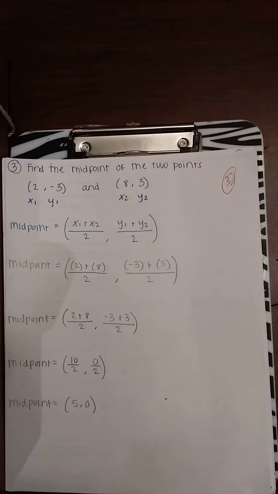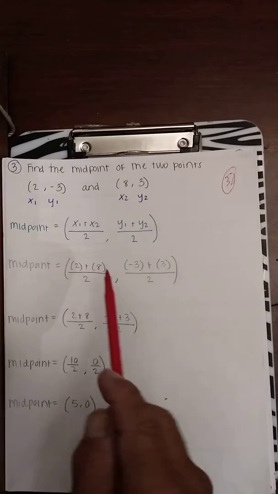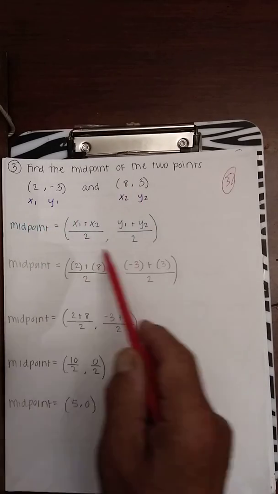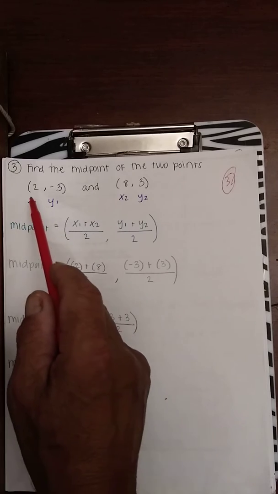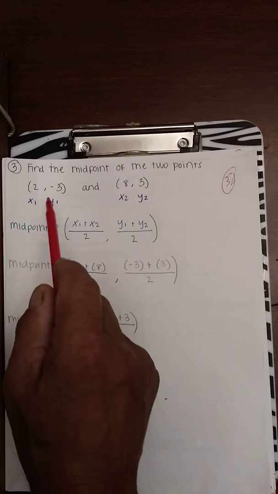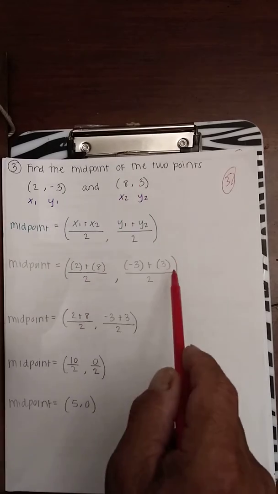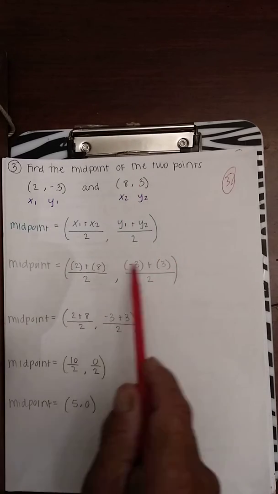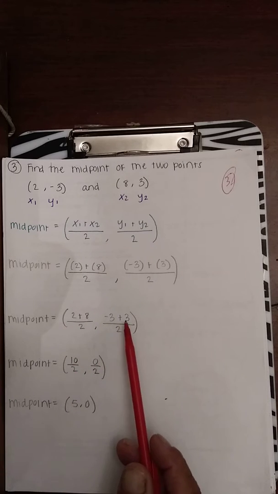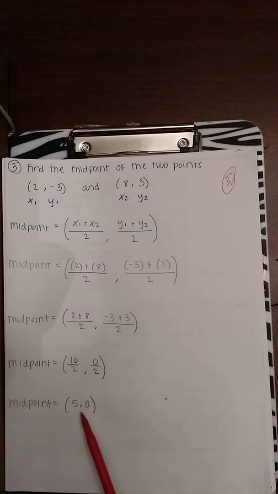Alright, let's find the midpoint between those 2 points. So x1, y1, x2, y2, midpoint formula right there. So x1 is 2, x2 is 8, divided by 2, y1 is -3, and positive 3, divided by 2. 2 and 8 is 10, 10 divided by 2 is 5. This is going to be 0, 0 divided by 2 is 0. So 5, 0 is the midpoint.